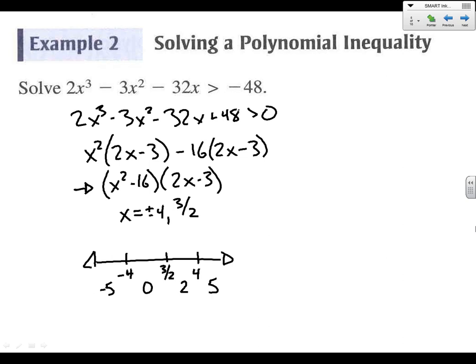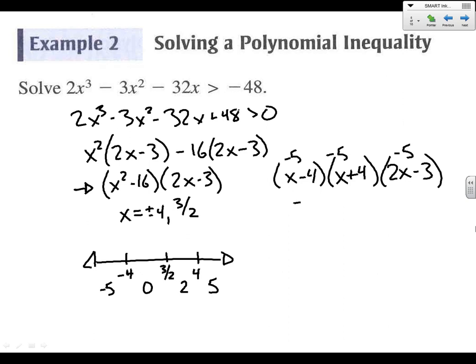So actually, I'm going to even go one more step and do it from the all the way factored form of x minus 4, x plus 4, 2x minus 3. All right, if I plug in negative 5 everywhere, I'm going to get negative, negative, negative. That's a negative. And we want to be greater than 0. Don't like that region. Let's test the next one.